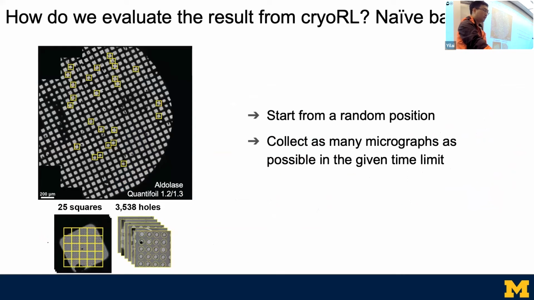So how do we evaluate, or how do we compare, the results from cryo-RL? We use a very naive baseline to compare this with. Basically, we start from a random position, and then a naive policy will just collect as many micrographs as possible in a given time limit. For the naive policy, we don't optimize for the data quality, but we optimize for the number of micrographs collected.